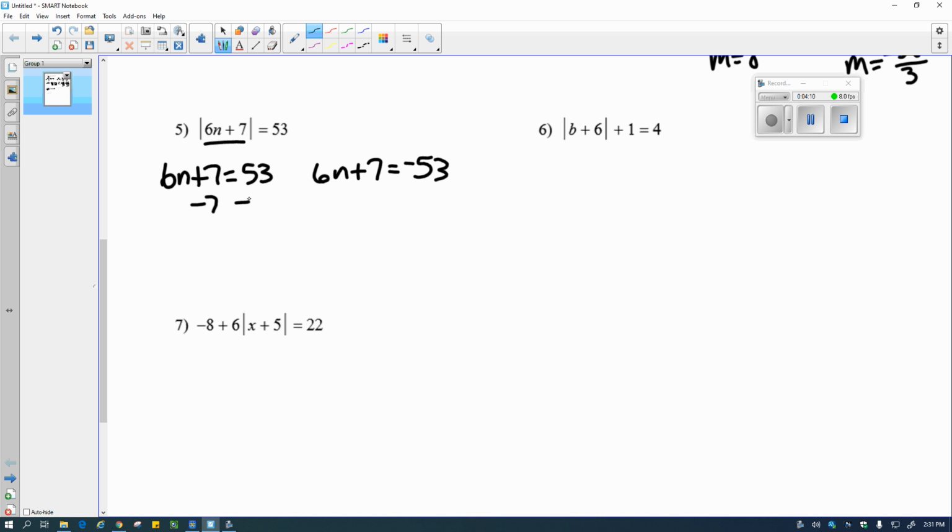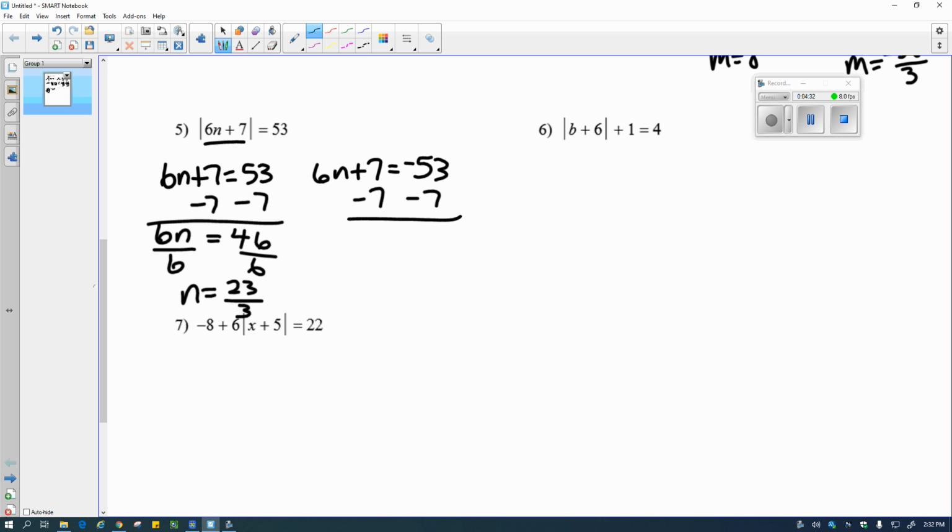But minus 7, again, I have double the work. 53 minus 7 is 46. Divide by 6. And n is this one. I have to reduce. I can divide the top and the bottom both by 2. So I get 23 thirds. And then minus 7. 6n is negative 60. Divide by 6. n is negative 10. So my two solutions are 23 thirds and negative 10.